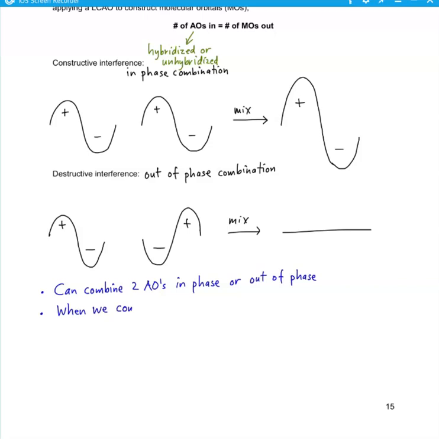So when we combine two atomic orbitals in phase, the result we get is a molecular orbital, we'll say MO for molecular orbital, that is lower in energy than the atomic orbitals we combined.